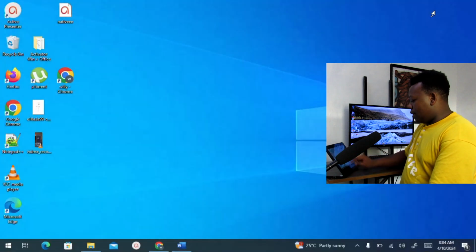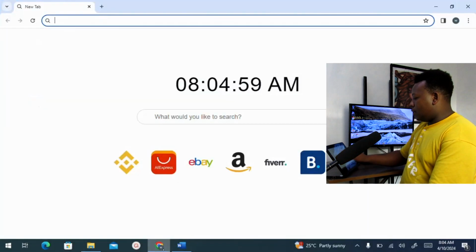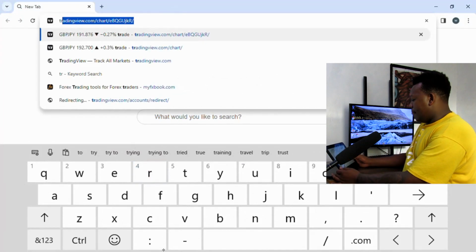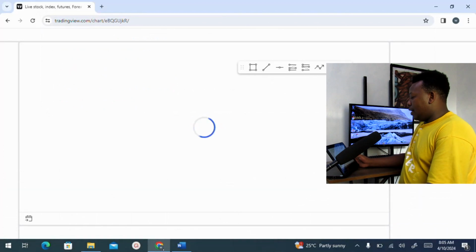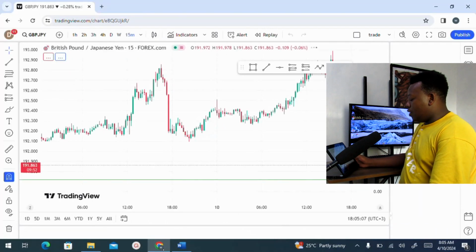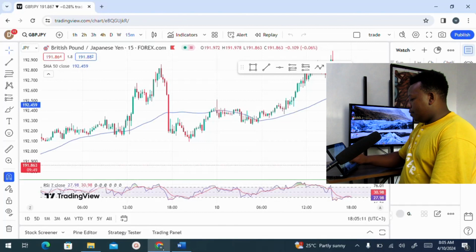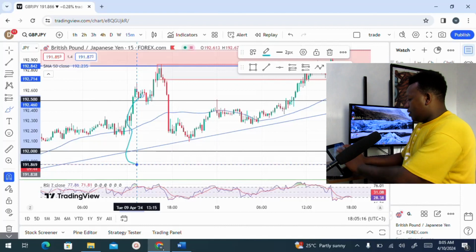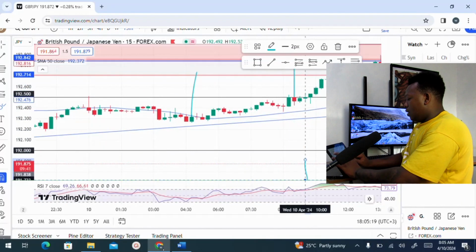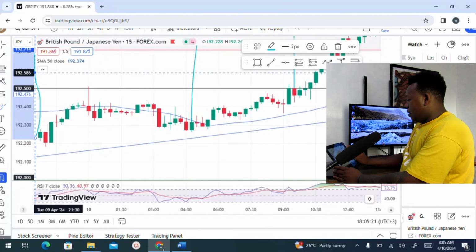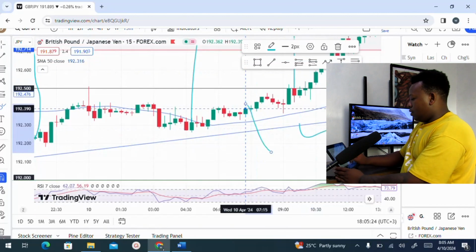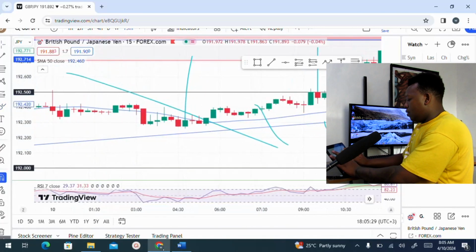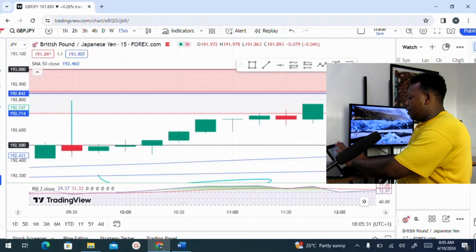So let me go back to my chart so that I get to show you exactly what I'm talking about. For instance, let me zoom out this one so that we get to look into this in a different way.